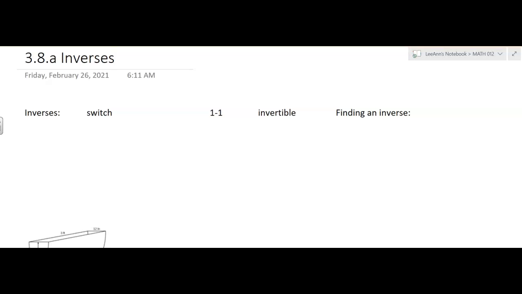Okay, so this section in part is on inverses, and we've talked about inverses in the past. So basically an inverse is when you're switching the input and the output. Okay, and we'll show you more about that. We know we have to have a one-to-one function in order to have an inverse. Now this is going to be a big part of what we do in this section. When we can take the inverse of a function, we say it's an invertible function.